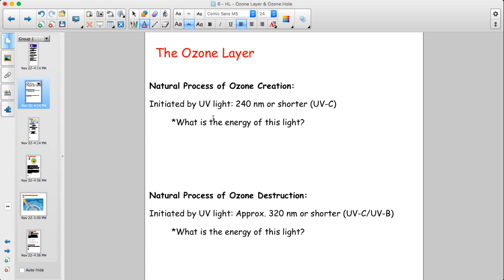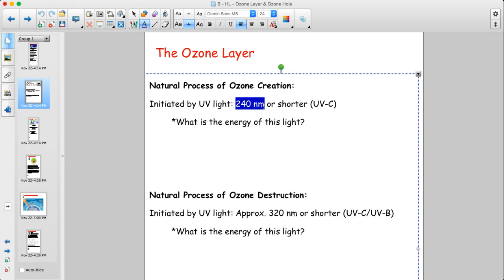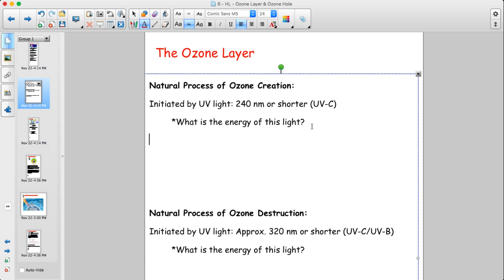Okay. Now, in order to form ozone, we have to break apart O2, and O2 gets broken down by light that has this wavelength or shorter. So as wavelength decreases, we should know that the frequency of that light increases, and that also means that the energy of that light increases. So this is the longest wavelength that will break apart O2. In this part, we're talking about oxygen. This is the lowest energy light that can break apart oxygen.